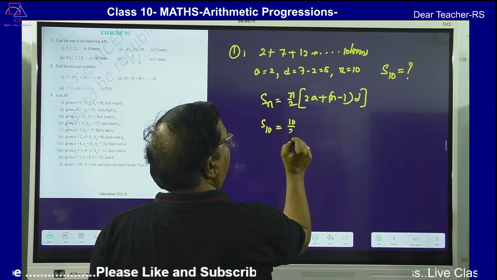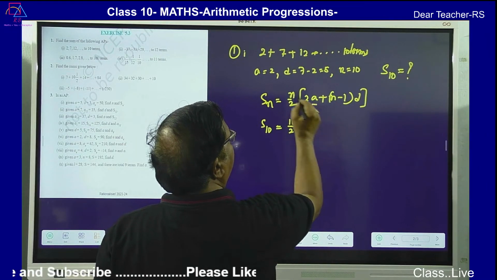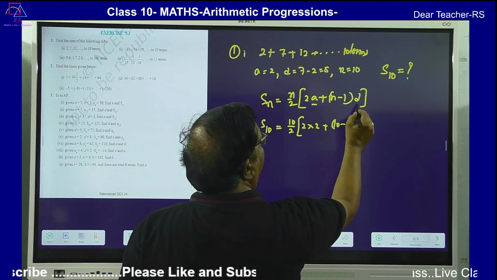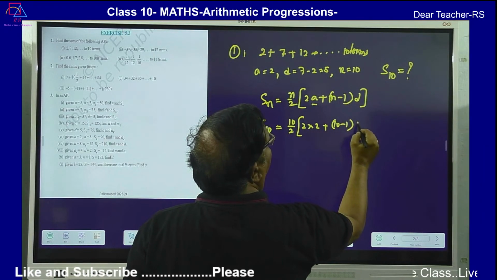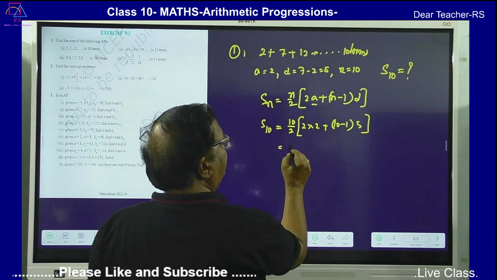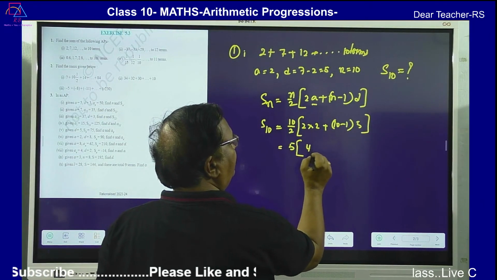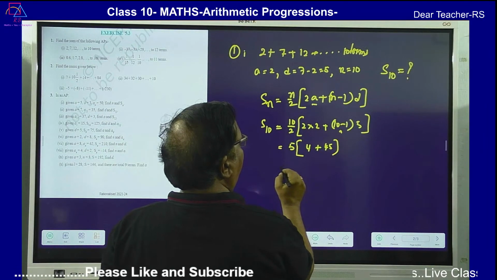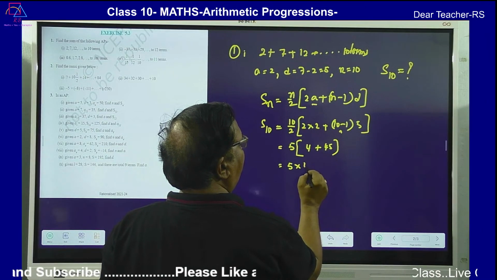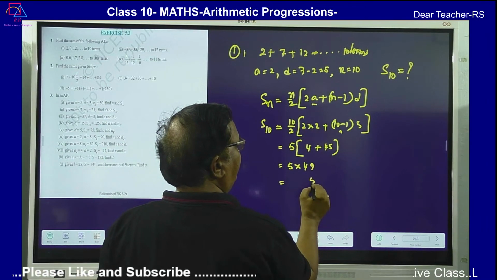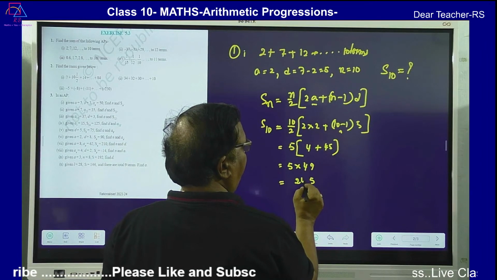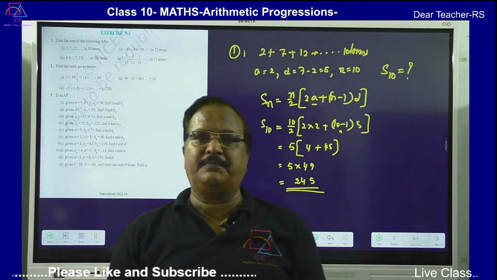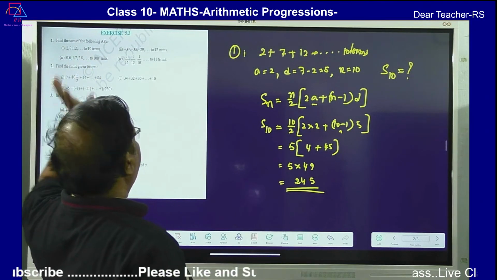So 10 upon 2, in the place of a put 2, in the place of n put 10, in the place of d put 5. So all the values are in here. 2 twos are 4, 10 minus 1 is 9, 9 fives are 45. So 5 into 45 plus 4, 49. 5 nines are 45, 5 fours are 20, 24. So 245 is the sum of 10 terms of the first.